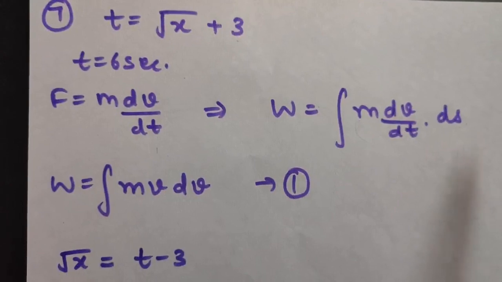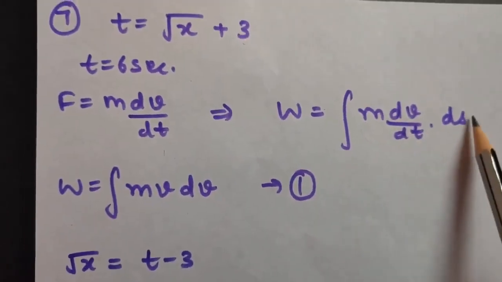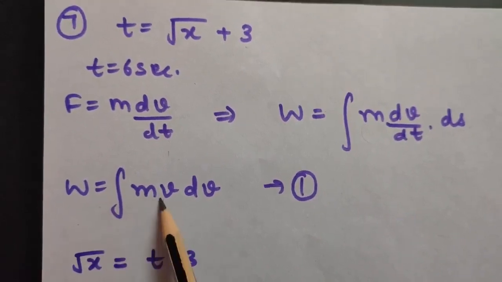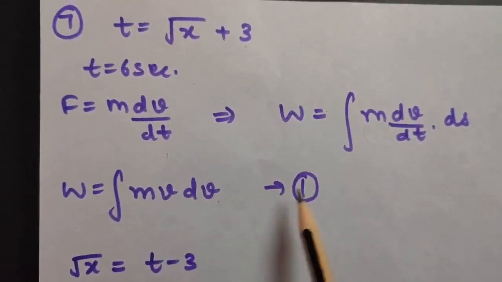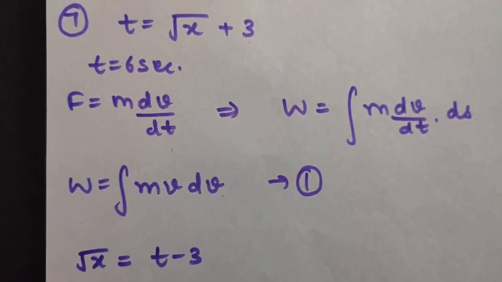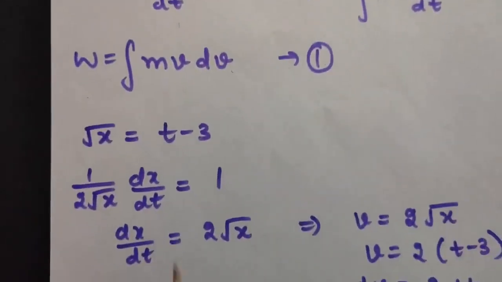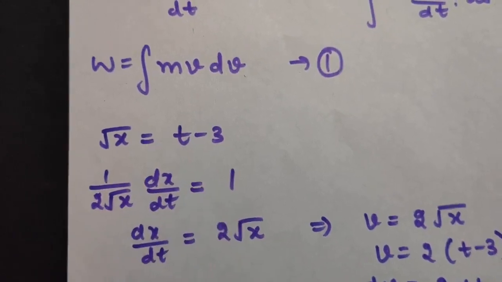Now again, as you know, ds by dt is v. So work done can be written as integration of mv dv. Now mark it first equation. Okay, now you are given t is equals to under root x plus 3, or I can write it as under root x is equals to t minus 3.